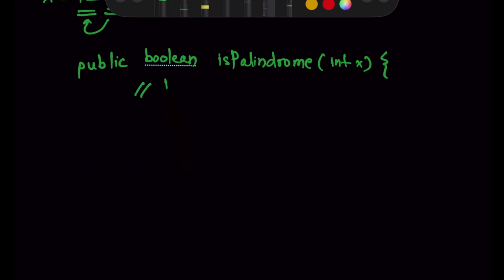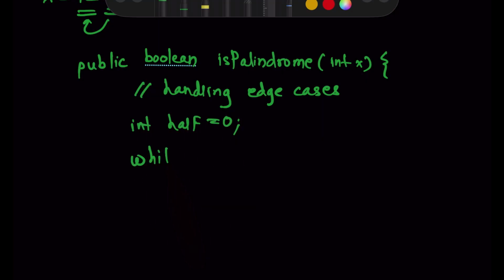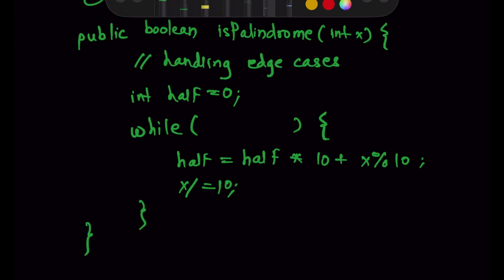Let's assume we are handling the edge cases separately, like for the negative numbers and the numbers ending with zeros. We will talk about the main logic. We have this variable half wherein we are storing the other half, and a condition to extract the other half. What will be the condition here? The condition here itself is x is greater than half. Whatever number we are generating here, as long as it is smaller than x, we will run this loop because we just need the half of the number. You will understand it in the dry run itself.